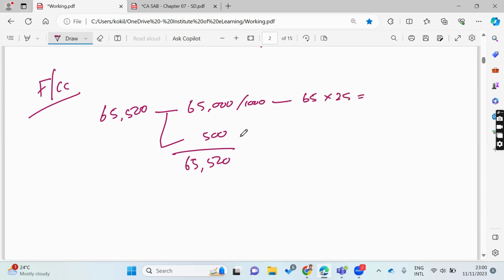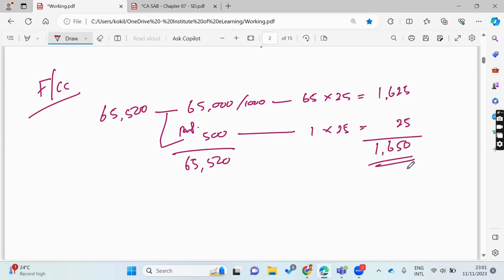How much here? And here the part is also 25, right? The part is also liable to pay stamp duty. Then the 65, if you multiply 65 by 25, you will get 1,625 as the stamp duty here. And here you will get another 25. Altogether you will get 1,650 as stamp duty for foreign credit card transactions.